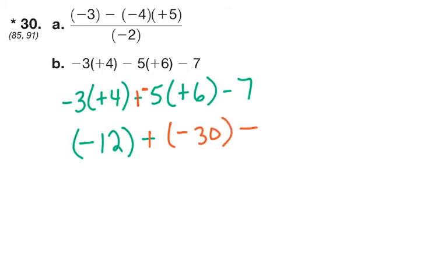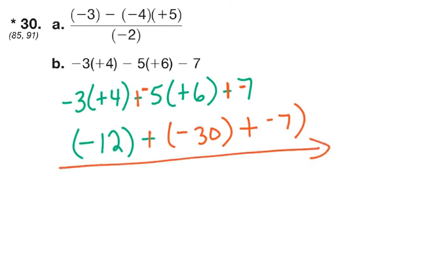Minus, again, we don't like to have subtraction, so we're going to add plus negative 7. And then we're going to move left to right and finish this problem. And once you're done with this problem, you're ready to take pictures and submit.